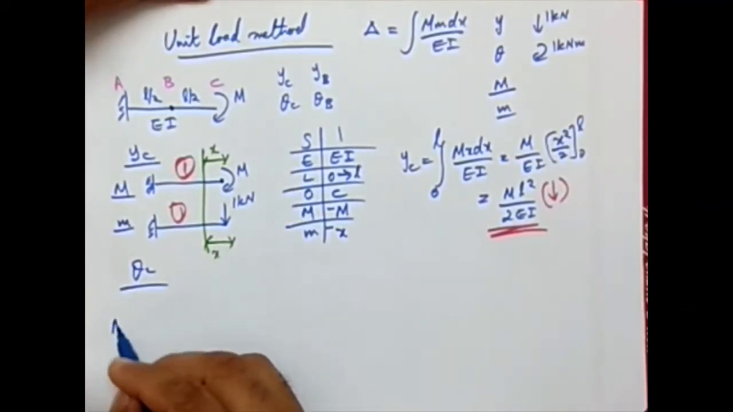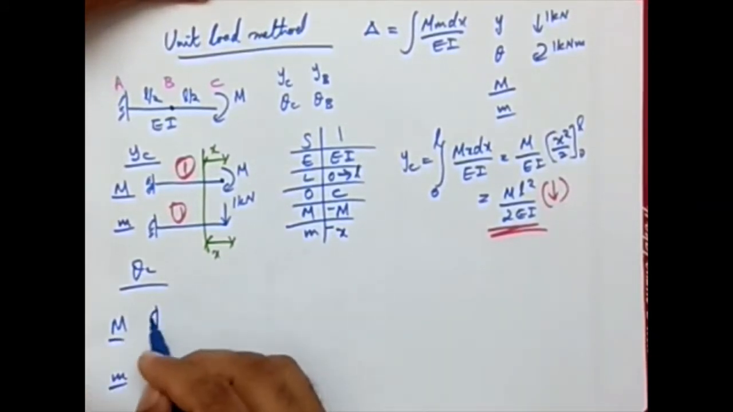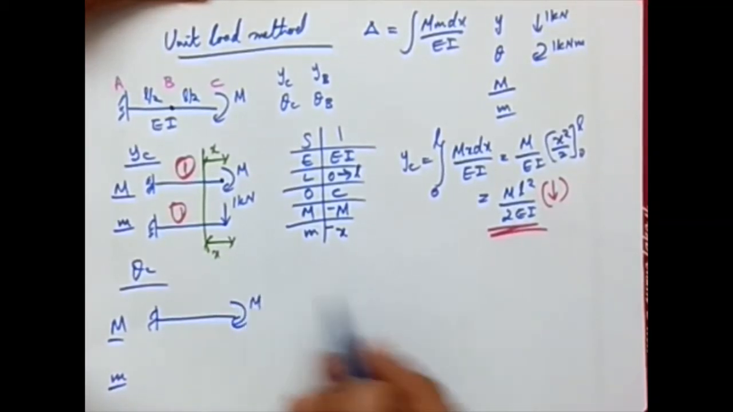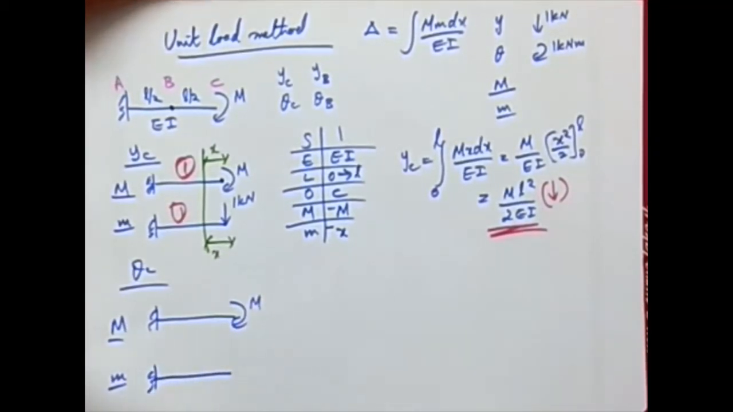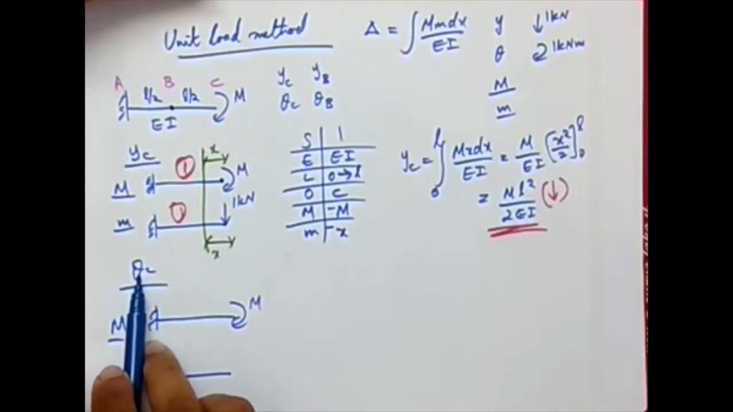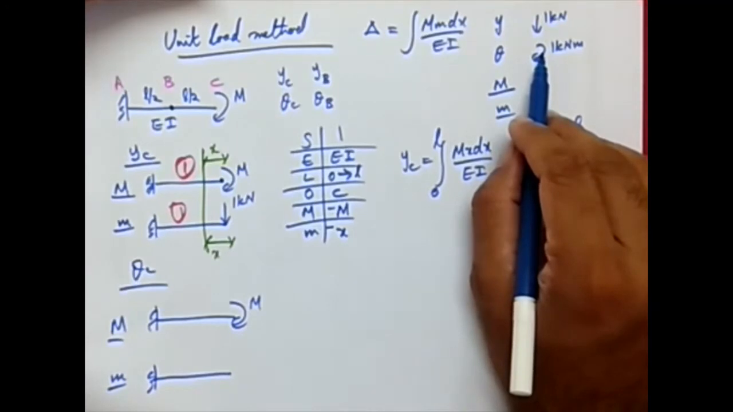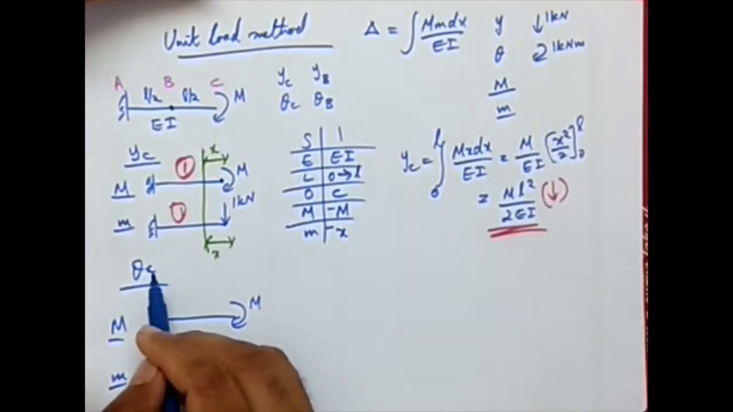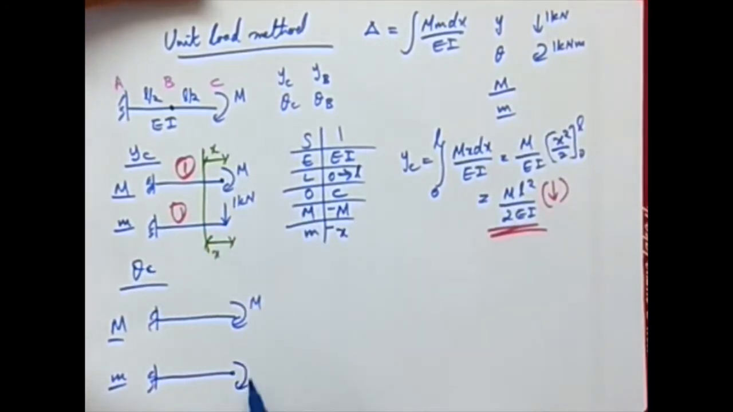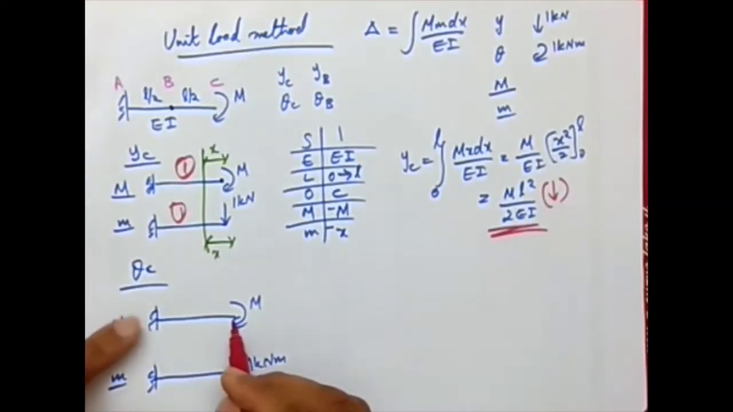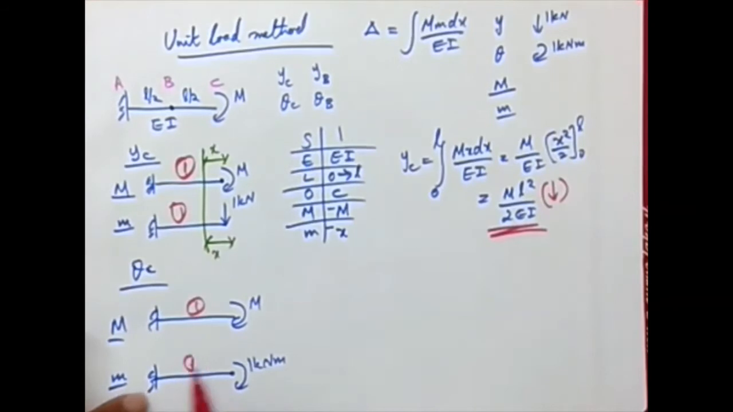Okay, so capital M figure, small m figure. Capital M figure is the real beam or the original beam itself. Small m figure, I need to check what I want to calculate. I want to calculate rotation, which means I need to apply a moment, unit moment. The location is C. So at C, apply a unit moment 1 kilonewton meter. So I have it. Now I can think about the segments. How many segments? Point load, segment 1, point load, segment 1. Just one segment is enough.